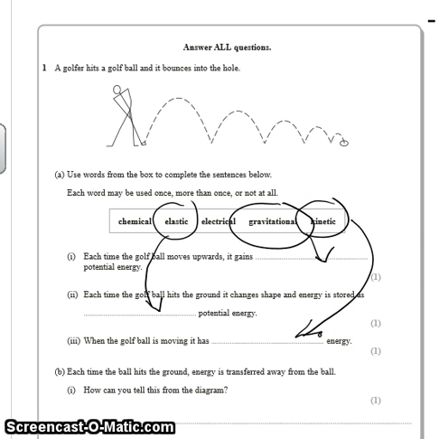Each time the ball hits the ground, energy is transferred away from the ball. How can we tell this? Well, if you look at the diagram, we can see that the amplitude of each bounce gets smaller and smaller over time, and that tells us that energy is being transferred away from the system. So if we write: the height of the bounce decreases.